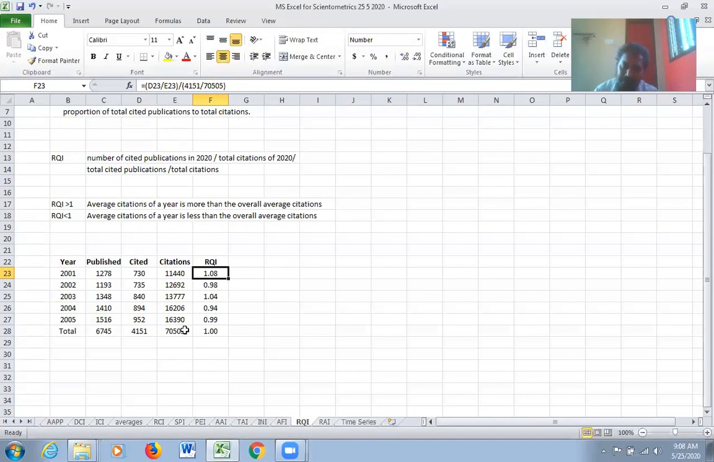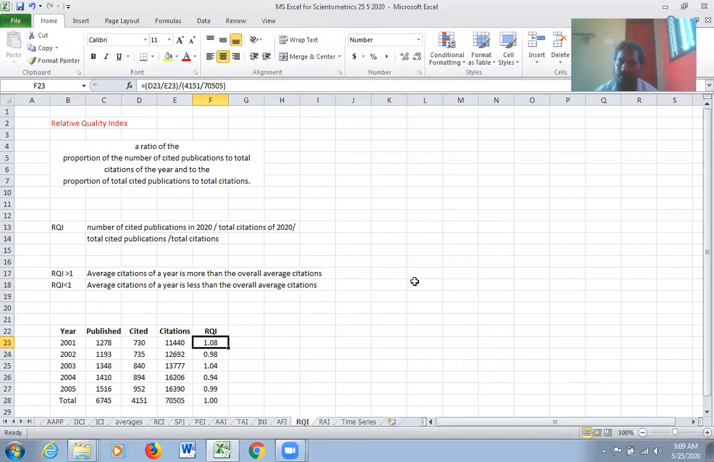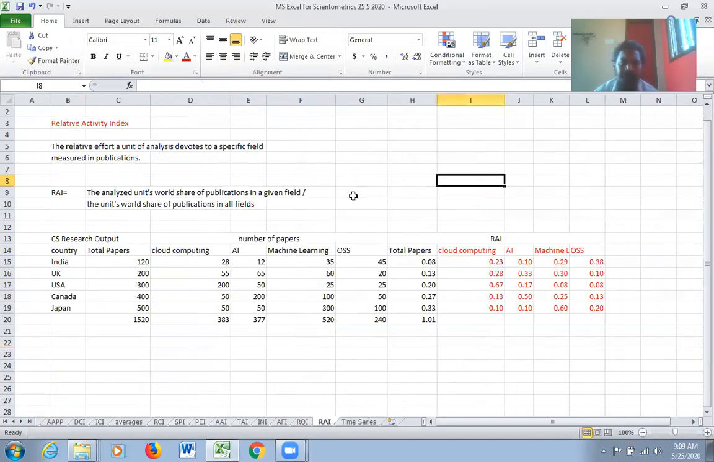We take cited publications, we take number of citations, and we do a calculation. So this relative quality index, for all the years you can calculate, for each and every country you can calculate, for an institution you can calculate, for an individual you can calculate, you can find out the relative quality index. Then comes RAI. This is relative activity index.